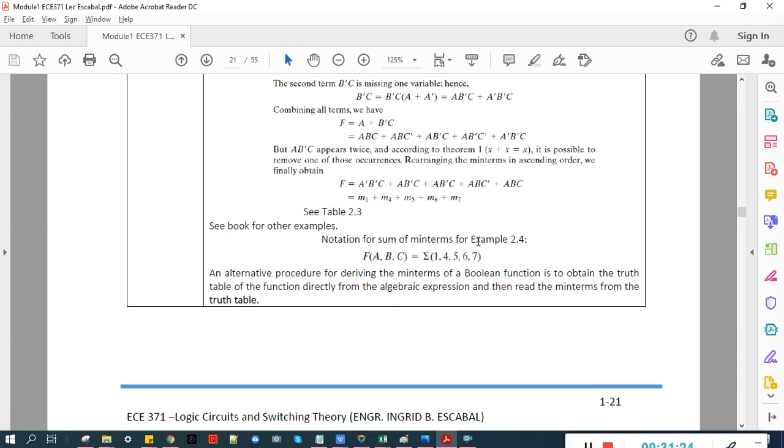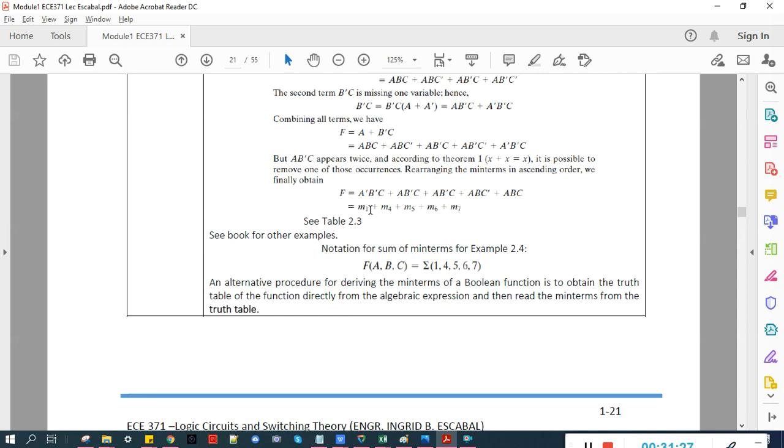Notation for the sum of minterms: we can write this function F in sum of minterms form. The symbol used is, so the function F of A, B, C is equal to the sum of the minterms 1, 4, 5, 6, 7. We already know the equivalent of m1. We know that m1 is 0, 0, 1, which would be A prime, B prime, and C. So it will be easy to convert between the two forms.